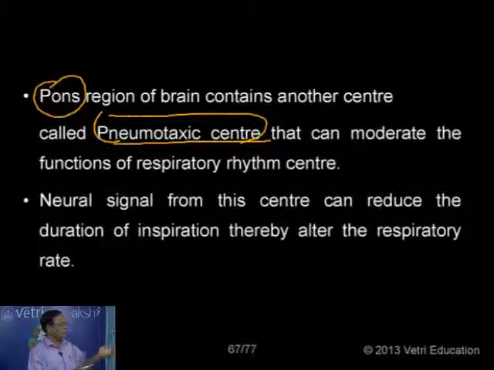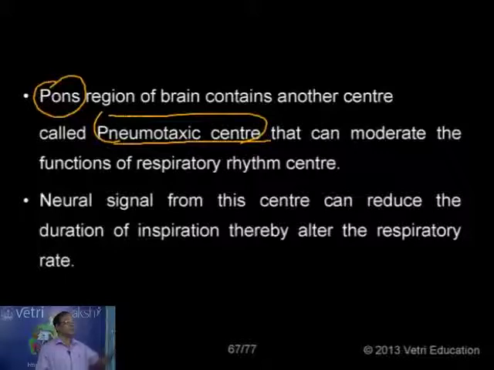So normally the neural signal from the center can reduce the rate or the time of what is called inspiration. Once the expiratory process has been initiated by the signal from the pneumotaxic center, ultimately this center reduces the time, the duration of the inspiration process, and thereby the respiratory rate has been modified. This is what is happening.